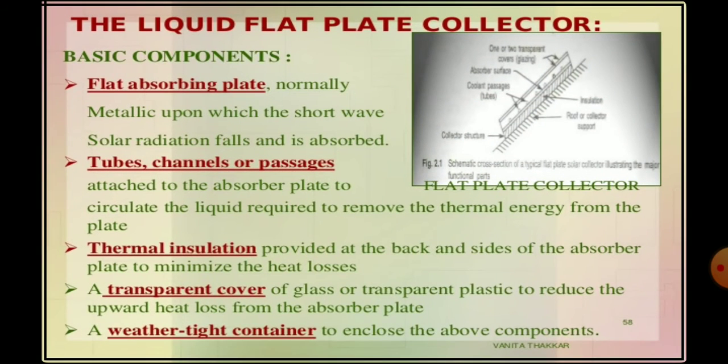The liquid flat plate collector has these basic components: flat absorbing plate, tubes, channels or passages, thermal insulation, transparent cover, and a weather tight container. The flat absorbing plate, normally metallic, is where short wave solar radiation falls and is absorbed. Tubes, channels or passages are attached to the absorber plate to circulate the liquid required to remove thermal energy from the plate. Thermal insulation is provided at the back and sides of the absorber plate to minimize heat losses. A transparent cover of glass or transparent plastic reduces the upward heat losses from the absorber plate. A weather tight container encloses the above components.